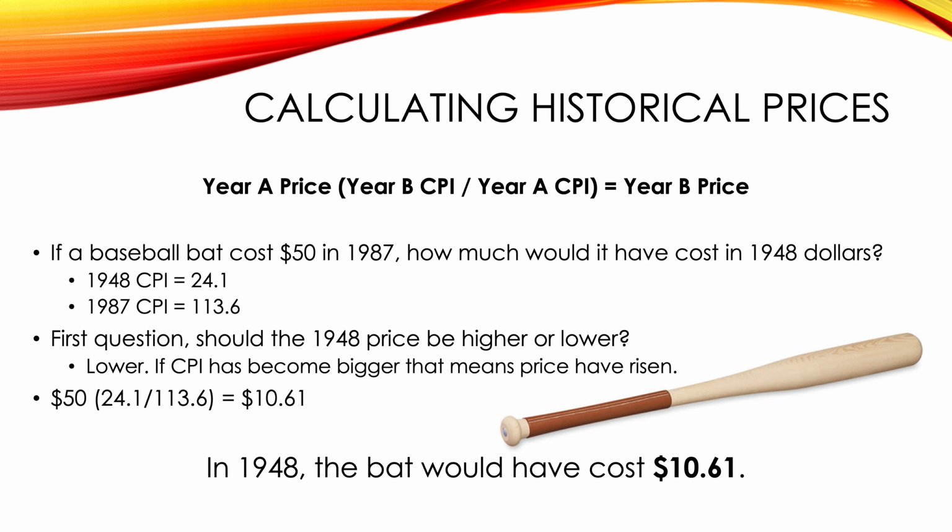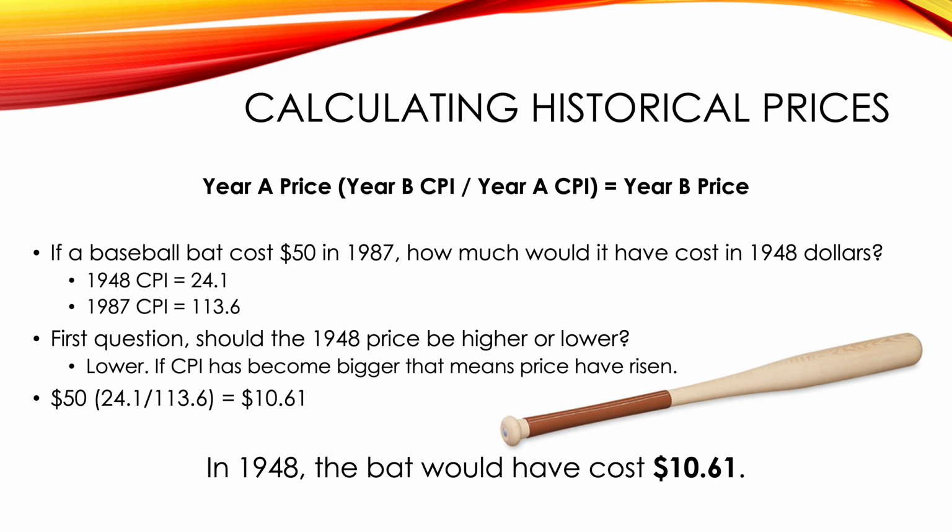If you were to do this incorrectly and mix up your CPIs, that'd be 113.6 divided by 24.1 times 50. That would have given you an answer of $235.68, much higher than 50. And since we know, again, prices in 1948 were lower than they were in 1987, that answer would be very, very wrong. So it's always good to double check yourself like that.